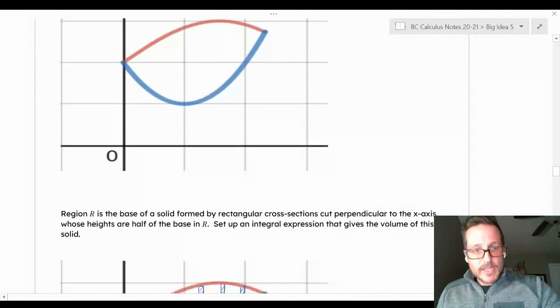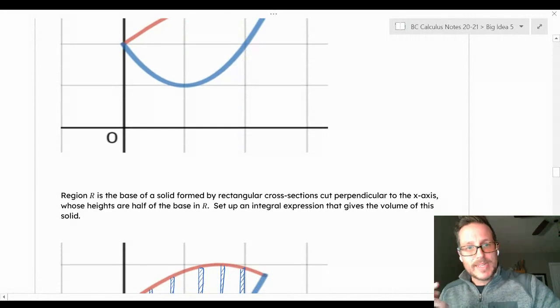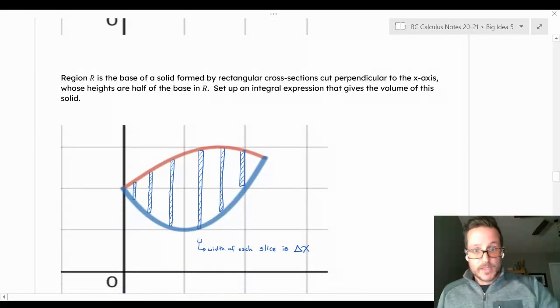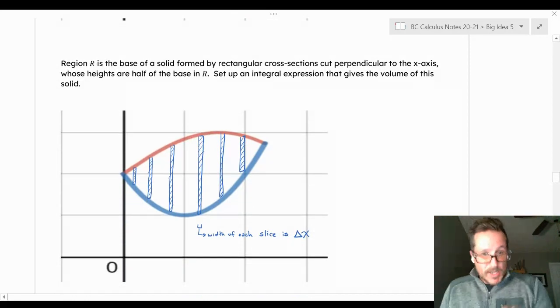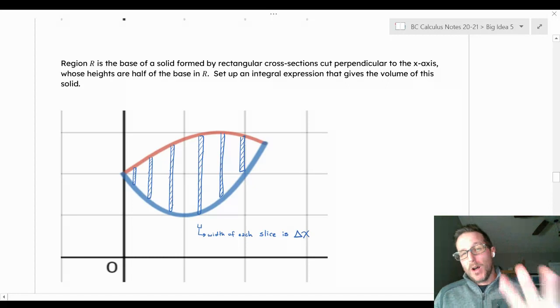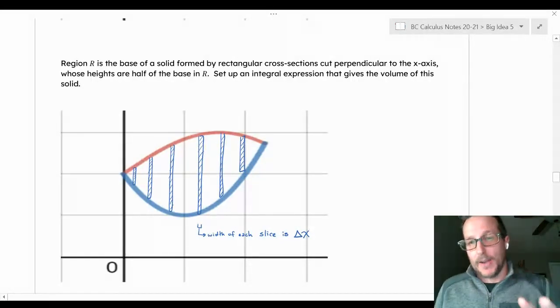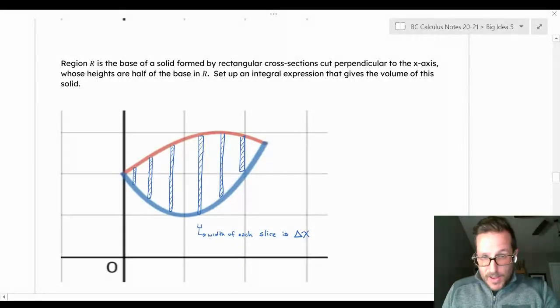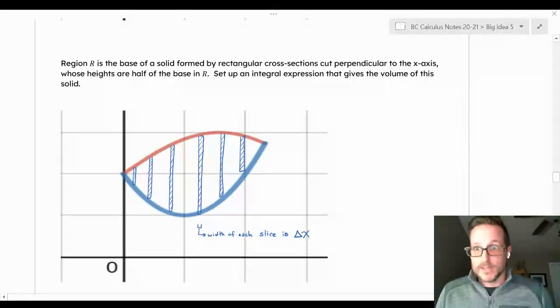So we're going to slice this thing perpendicular to the x-axis. So you can see those slices there. You can see that each width of the slice is a delta x. But what we're going to do is build off of that a rectangle whose height is half of whatever that base length is.